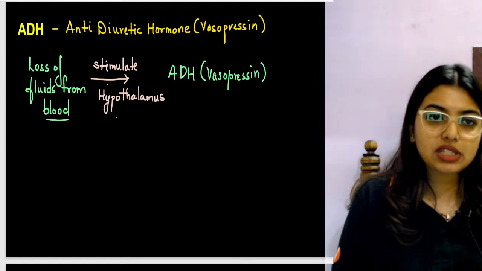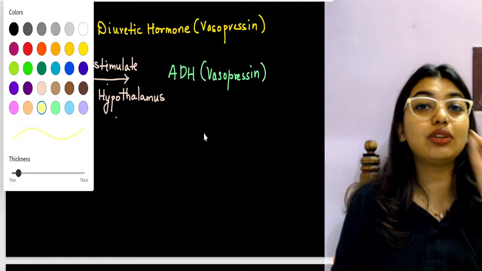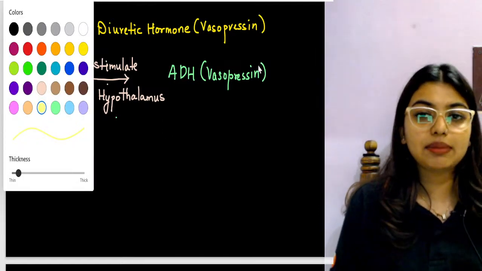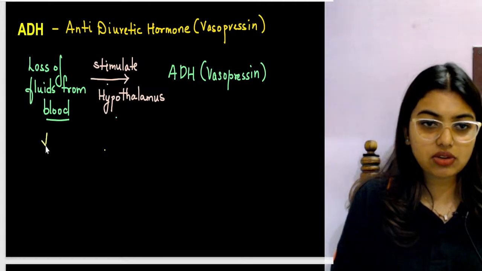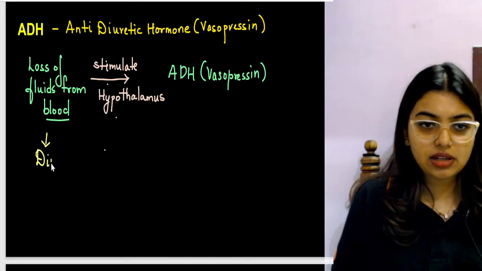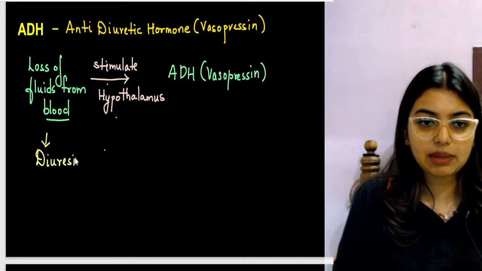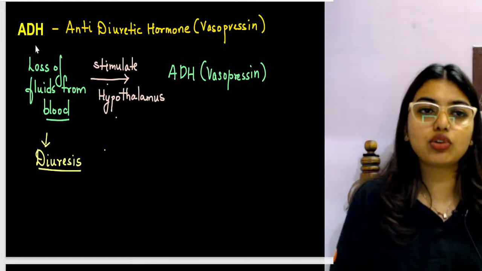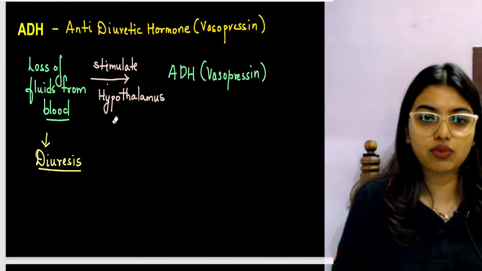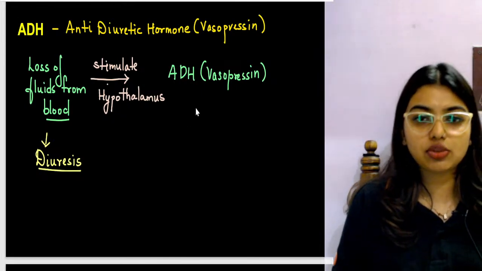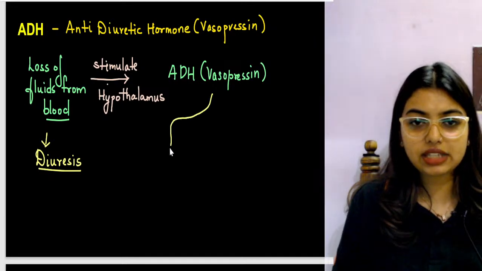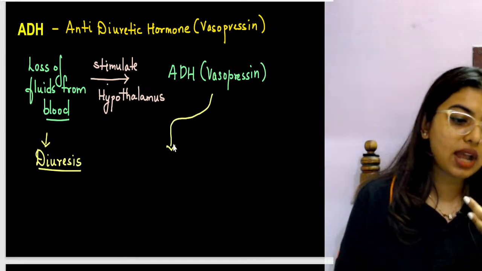Now what is vasopressin going to do? We have to make sure that the loss of water is less. That means diuresis condition, students. This is called diuresis condition. This happens in people who have diabetes mellitus, who have more glucose level in their body. They will lose a lot of water. So the first thing vasopressin is going to do is exogenous intake of water.